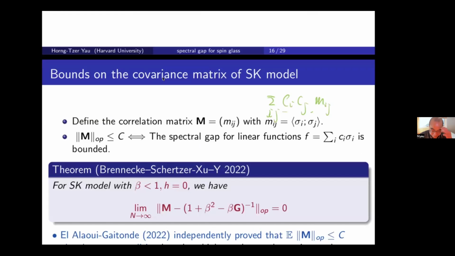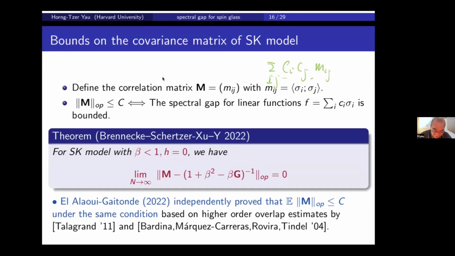So of course this is a special case of a correlation function of the spectral gap, right? So linear function spectral gap is exactly this operator norm bound. But it's actually also more than that.